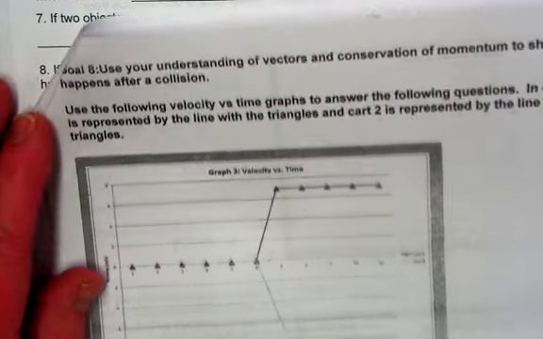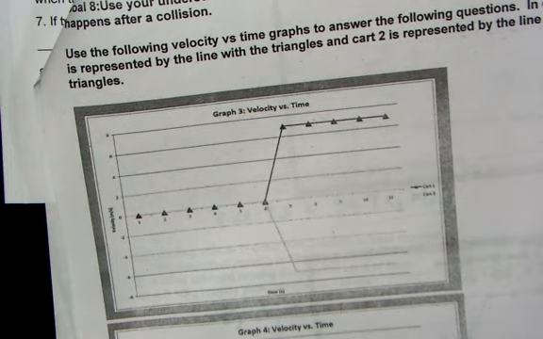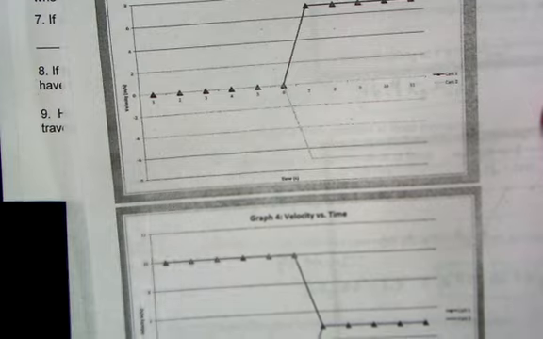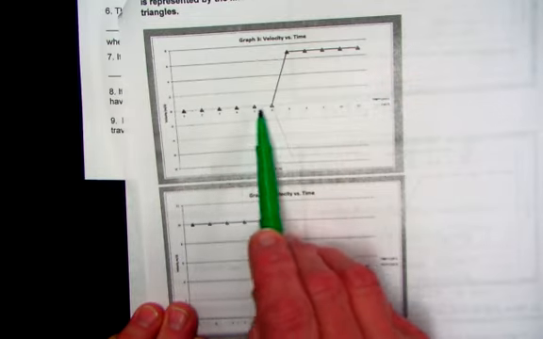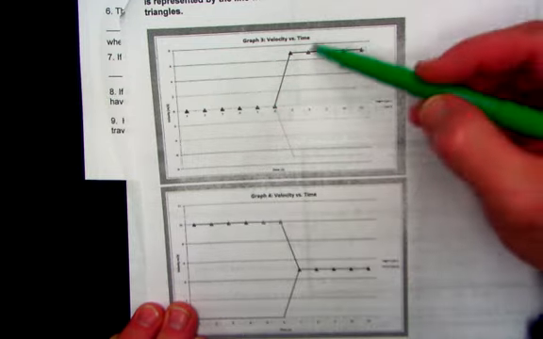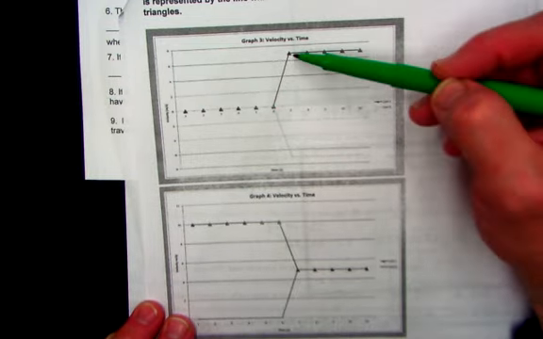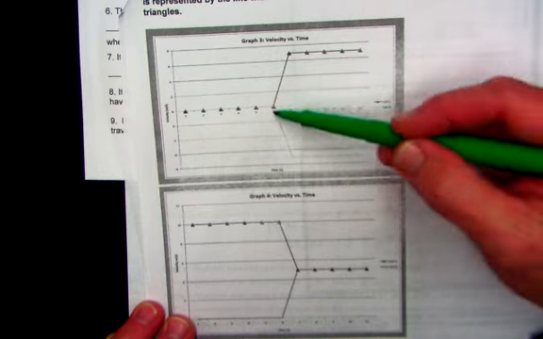The last video is about goal 8. So what we're going to do is look at these graphs to figure out how to read them and understand what's going on. If we compare the two graphs here, we can see that one of them shows two objects together. And right at this point, what's happening is the mass of cart 1 is now moving at a different velocity than cart 2.